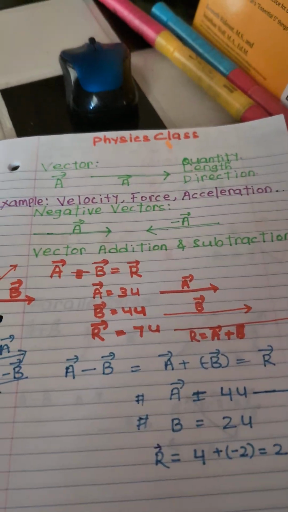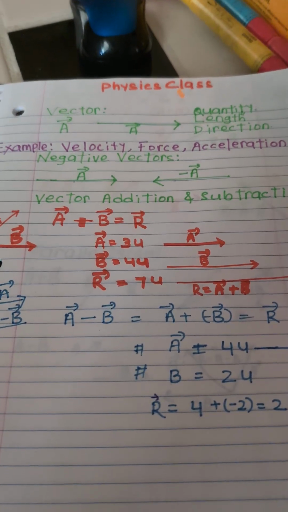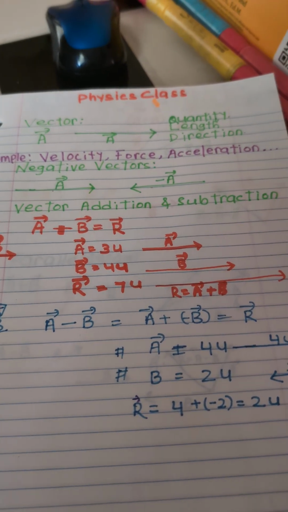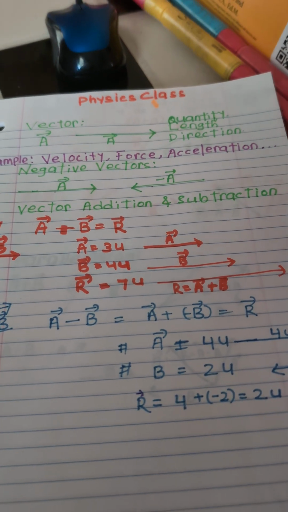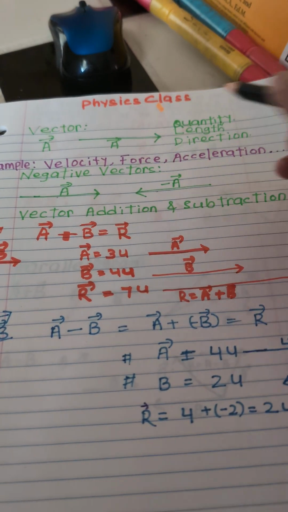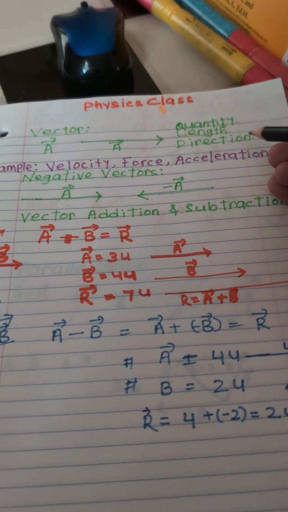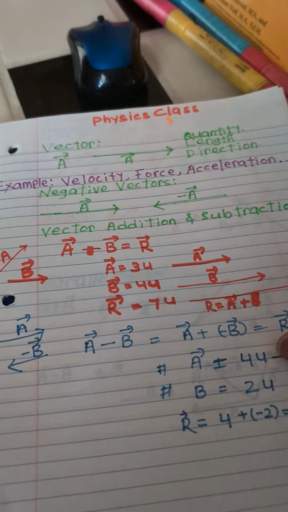Let's discuss another chapter, that is vectors. So till now what we discussed, that any physical quantity can be either a scalar or a vector. The only difference between the vector and scalar is its direction. So a vector involves both quantity and direction. Here the quantity is the length of the vector.